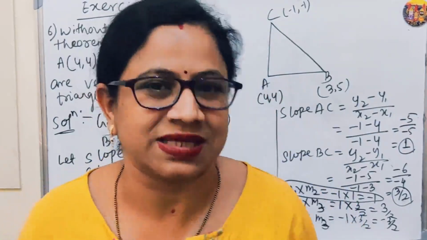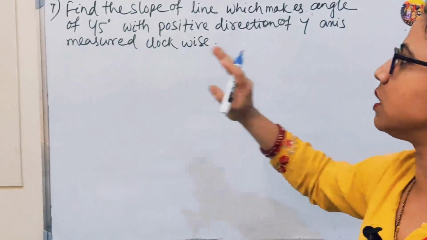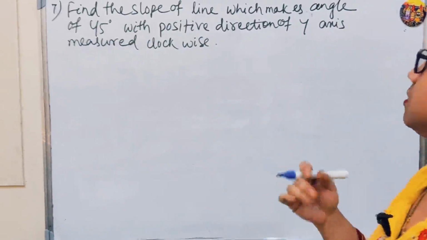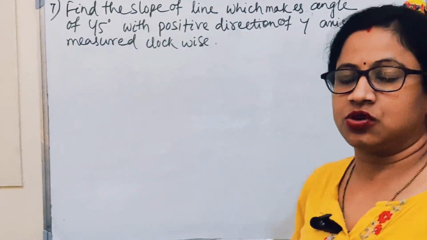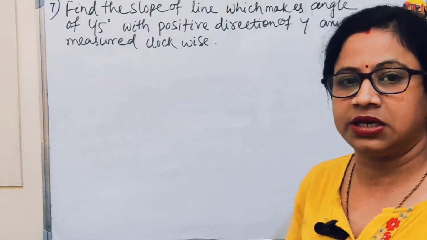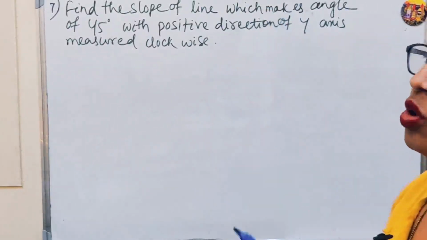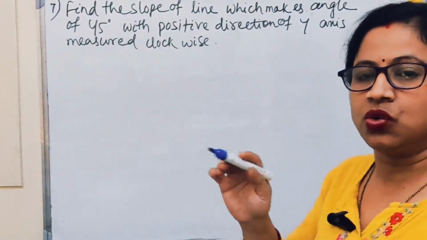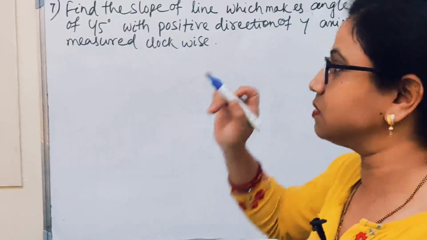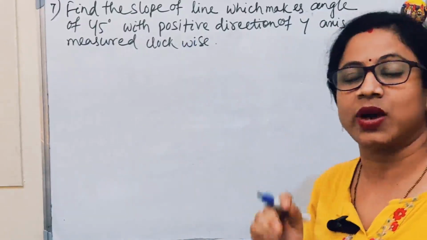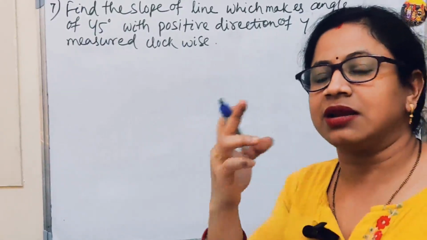Now coming to question number 7. The next question is: find the slope of the line which makes an angle of 45 degrees with the positive direction of the y-axis measured clockwise. So here we need to find the slope of the line. To find the slope of a line, either we need the coordinates of a point or the inclination of the line, theta. But here both are not given. Theta we know we have to calculate as per the angle created with the positive direction of the x-axis, but here the angle is given with the y-axis. So we need to find theta first. If we are able to find theta, then we can calculate the slope.